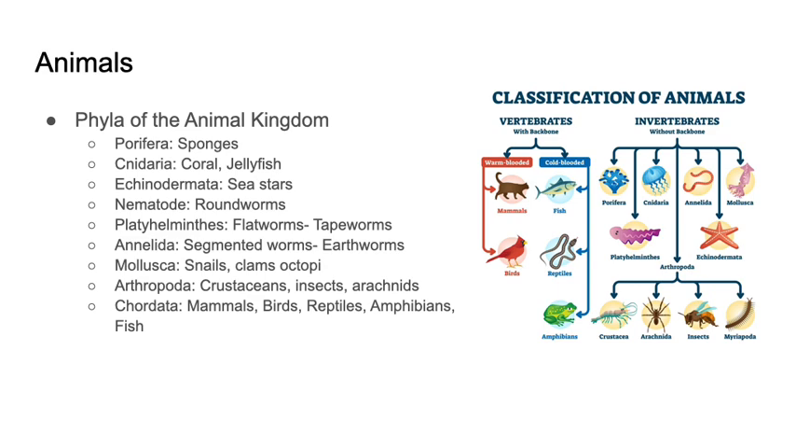Chordata are mammals, birds, reptiles, amphibians, and fish. Chordates are what we're going to talk about most. They are going to mostly be classified as vertebrates, right? Mammals, birds, reptiles, and amphibians all have vertebrae.